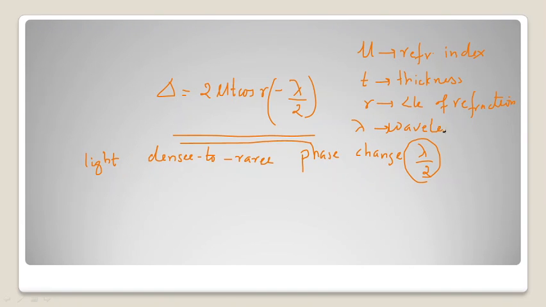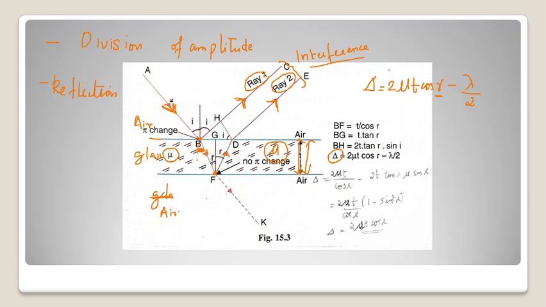So we can actually derive and prove this equation. As of now, take it for granted that delta is equal to 2 mu t cos r minus lambda by 2. We would use this equation when we study Newton's rings in the next class. So as of now, let us remember that when we get an interference pattern from a thin film, the path difference delta is given by 2 mu t cos r minus lambda by 2. So that's about interference from thin film.